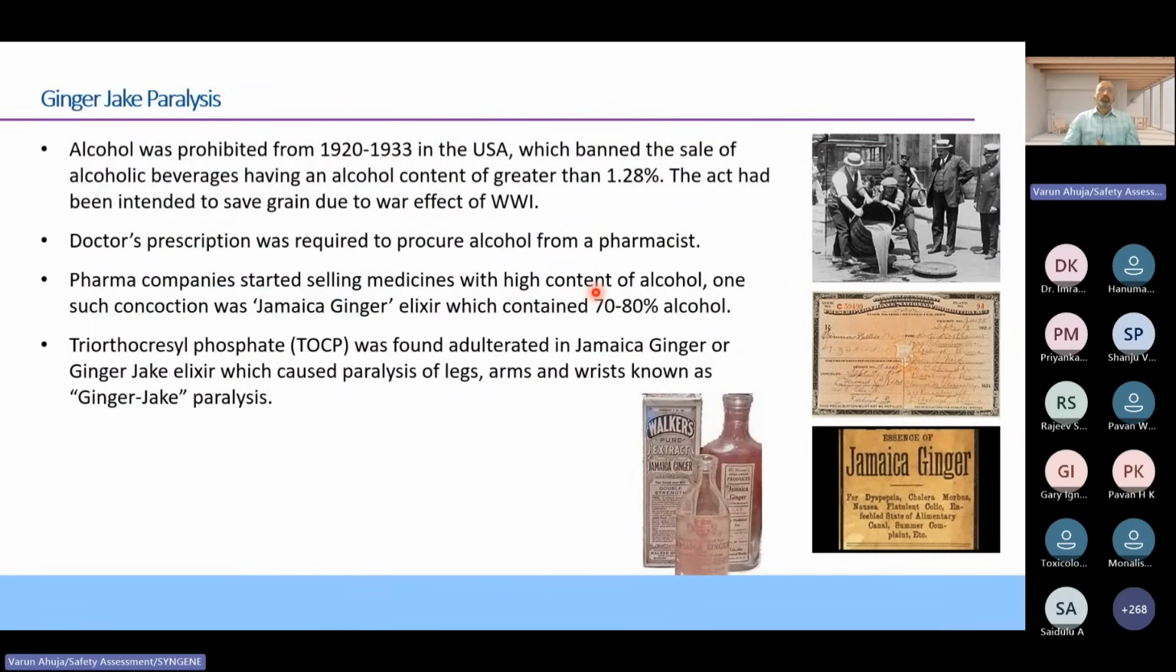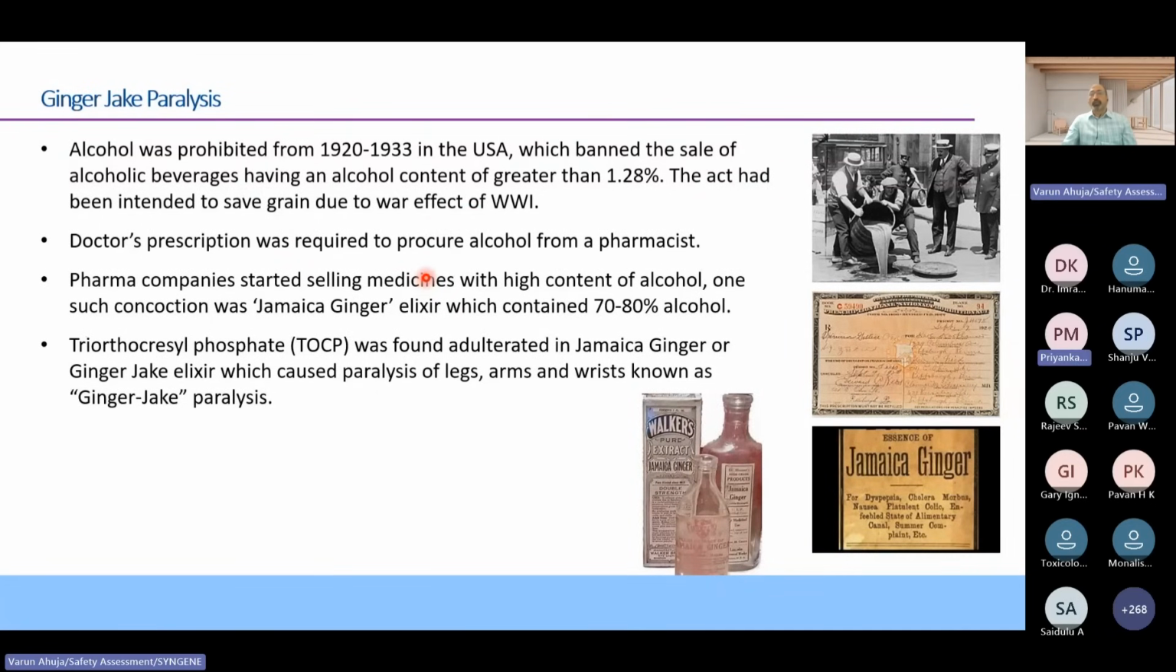Then coming on to ginger jake paralysis, again the case of adulteration or misbranding. In the US, around 1920 to 1933, alcohol was prohibited, which banned the sale of alcoholic beverages having an alcohol content greater than 1.28%. This is quite surprising, but the reason was that because of the world war at that time, the act was intended to save grain because of the war.